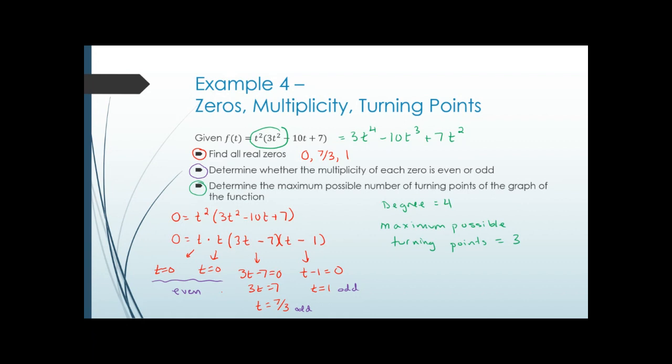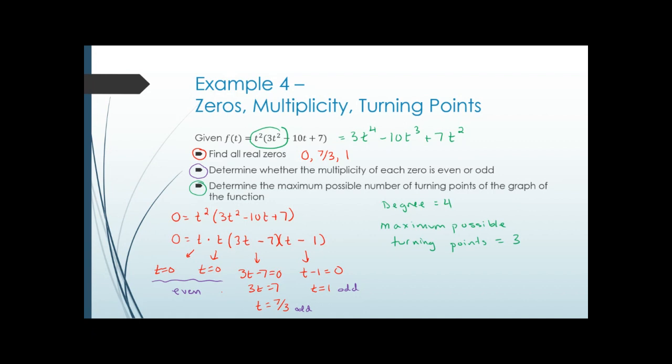What are the multiplicities of the 0 again? You got 1 even and 2 odd? Yes. 0 has a multiplicity of 2, which is even, and that's because it showed up twice when we solved. The other zeros, 7/3 and 1, showed up only once when we solved, so their multiplicity is 1, which is an odd number.